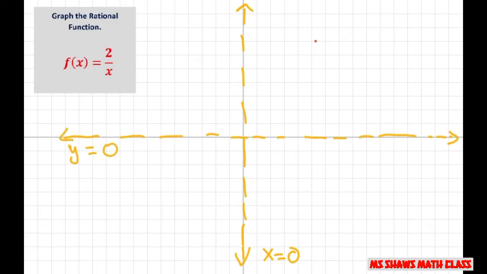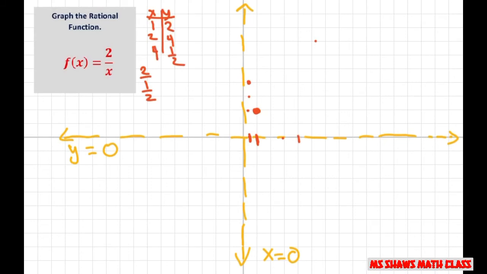Now you just pick a few key points, and the more you graph this, the easier it gets. Let's plug in 1. If I plug in 1, I get 2. You can do a table of values. Now, I want to know what's going on because it can't cross the vertical asymptote. If I plug in 1/2, 2 divided by 1/2 is 4. So that would go to 4. And if I plug in 4, then that's going to be 1/2.